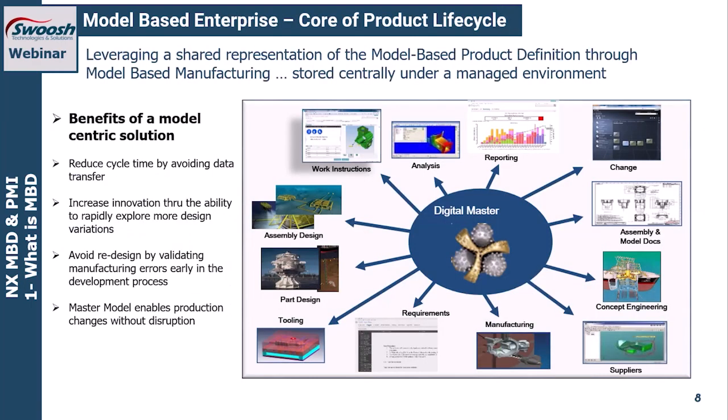Now, we can also leverage a shared representation of the model-based product definition through model-based manufacturing. We can go ahead and take this information, we can embed it on a part, and the benefits of model-centric solution here are that we can reduce cycle time by avoiding data transfer, increase innovation through the ability to rapidly explore more design variations. We can also avoid redesign by validating manufacturing errors early in the development processes here. And master model enables production changes without disruption.